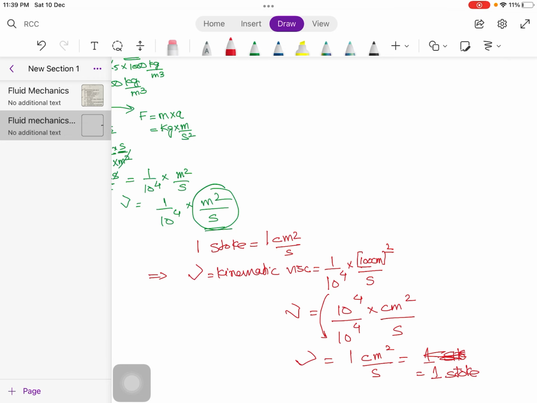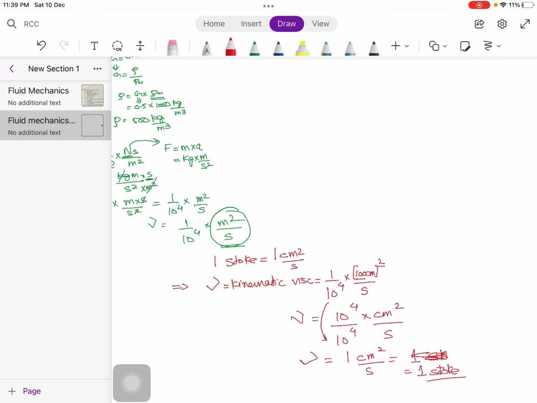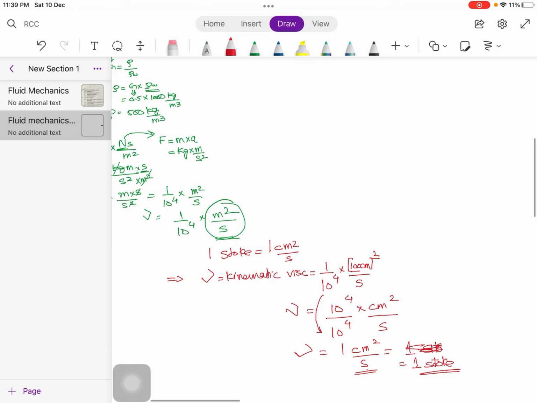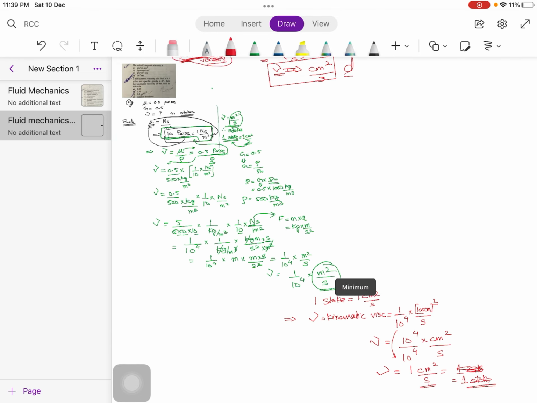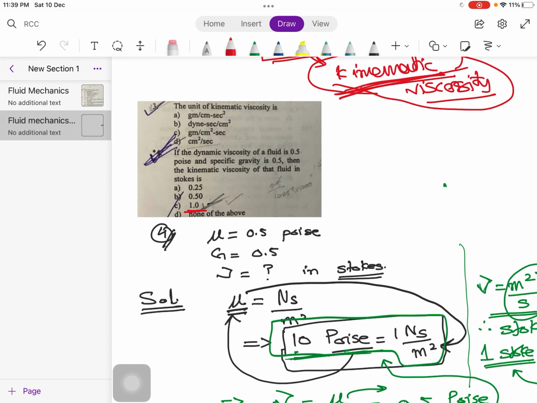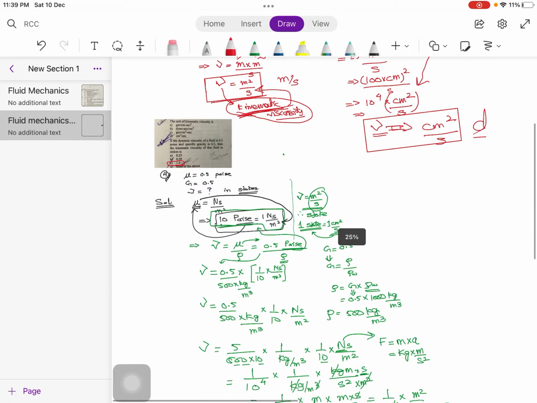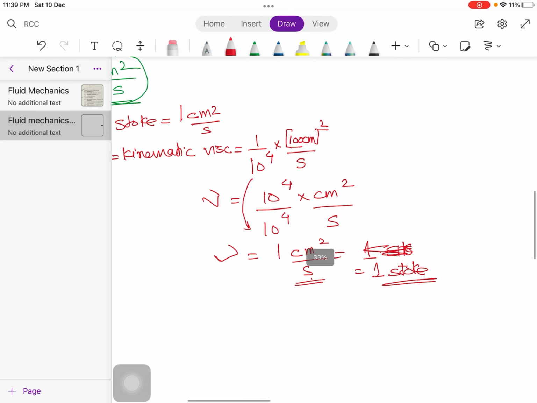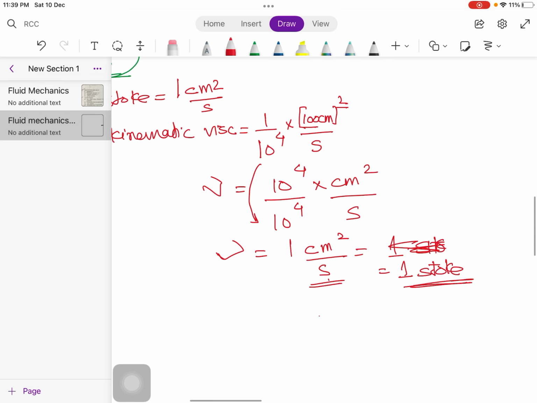For this fluid, because a Stoke equals a centimeter square upon a second. 1 Stoke is 1 centimeter square per second. So the answer for this question is C, which is 1 Stoke. So the answer of question number 4 is C. The kinematic viscosity of the fluid is 1 Stoke.